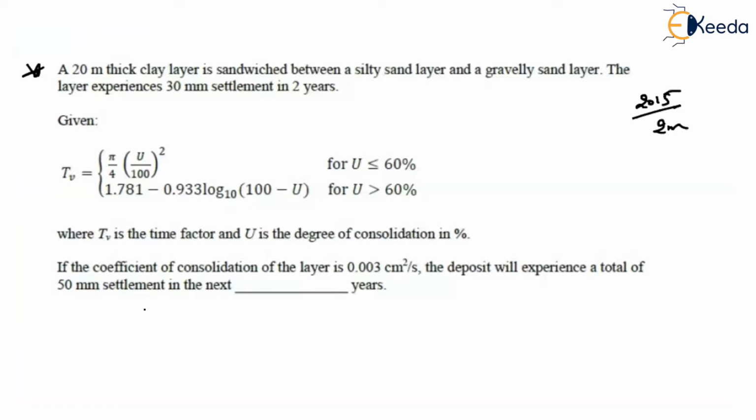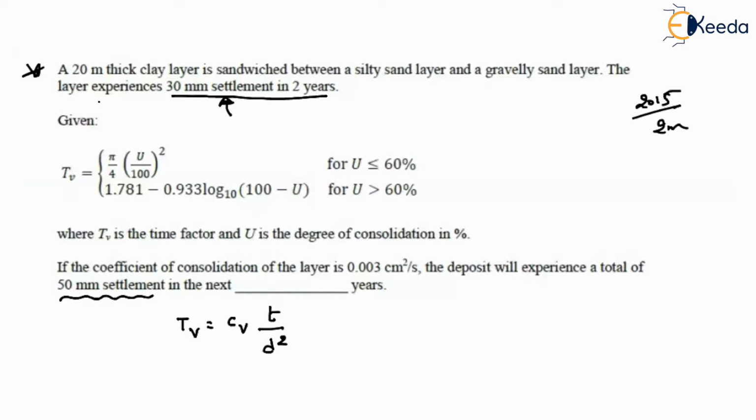So in 50 years we have to find out what the settlement is. It is given that there is 30 mm settlement in 2 years. Now what they're asking is, if you want to have the 50 mm settlement, then that should occur in how many years? For that, what is the relation? Use the time factor. Time factor will be equal to CV into T by D square. Now, coefficient of consolidation is given, but was anything mentioned about the D square? No, right? That is a value that will come from this layer.